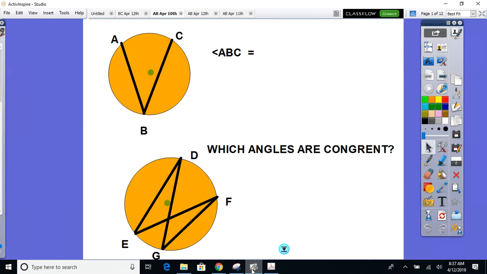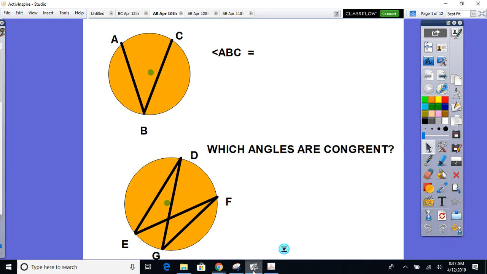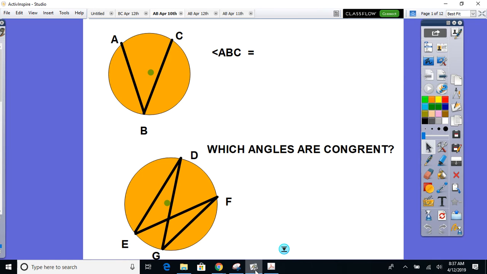Angle ABC, tell me what type of angle it is or how to find it. Here we go, 29. Good start today. It's an inscribed angle.